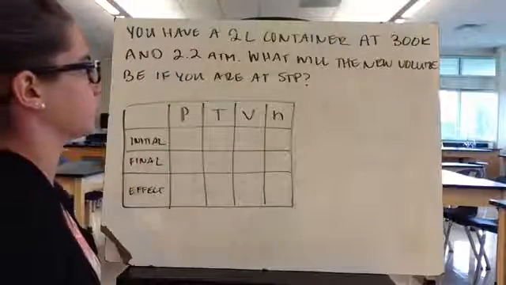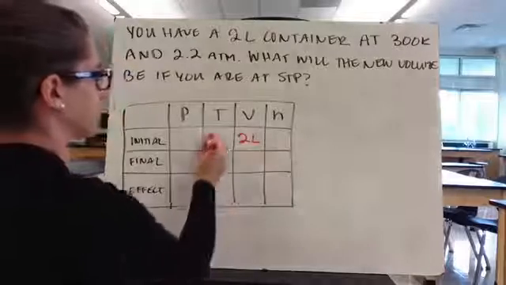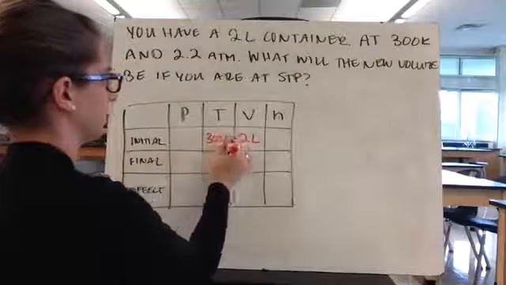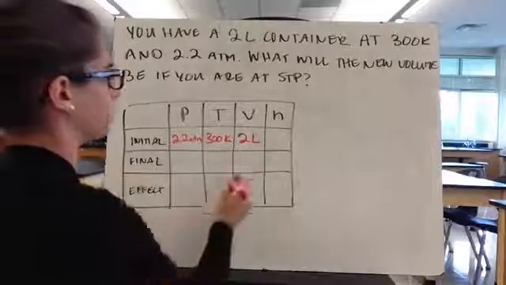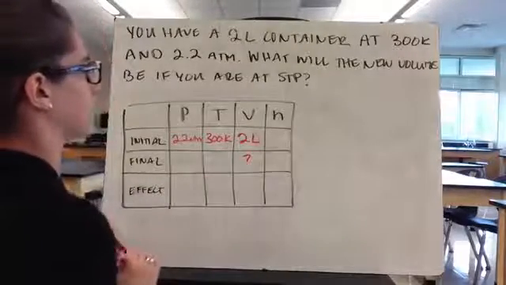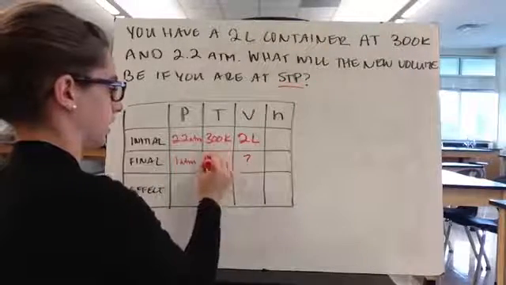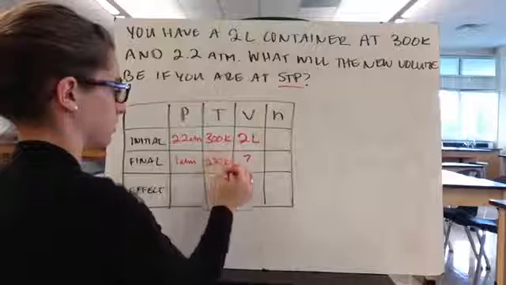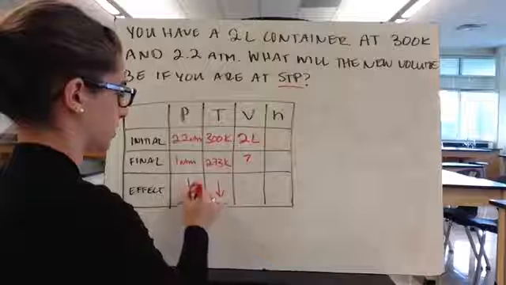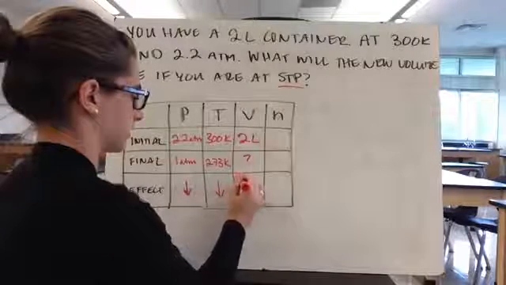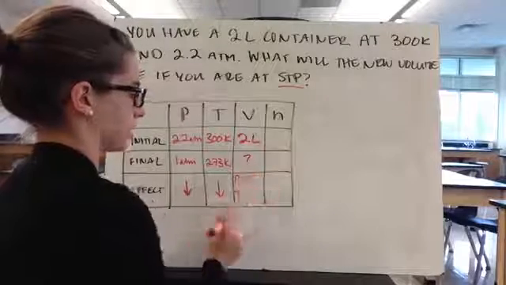Okay, let's look at example 2. You have a 2-liter container at 300 Kelvin and 2.2 atmospheres. What will the new volume be if you are at STP? So STP, remember, is 1 atmosphere and 273 Kelvin. So my temperature went down and my pressure went down. So how do each of these affect volume? Well, if our pressure is going to go down, our volume is going to go up.